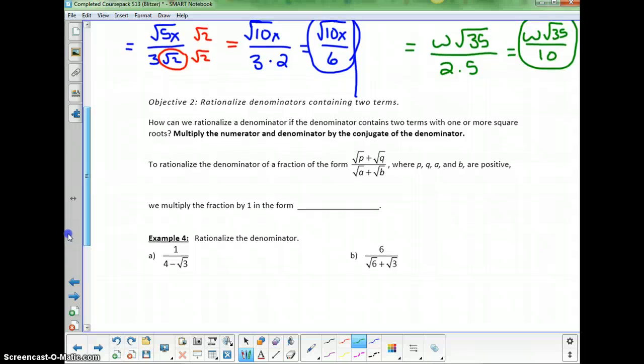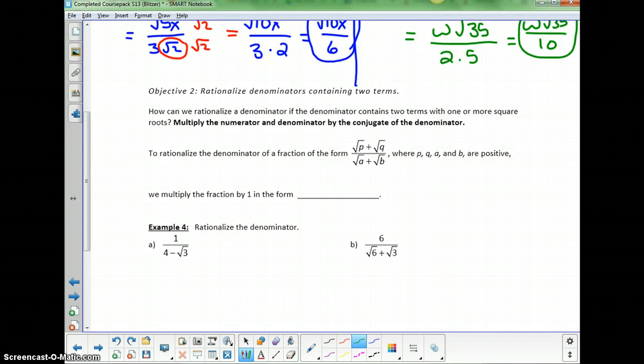Alright. Objective 2, rationalizing denominators that contain two terms. So in the last section we saw that to get a whole number, I need to multiply the numerator and denominator by the conjugate of the denominator. If I have two terms, I will get a whole number by multiplying by the conjugate. So in this case, where the denominator is a square root of a plus square root of b, the conjugate would be square root of a minus square root of b. Top and bottom.